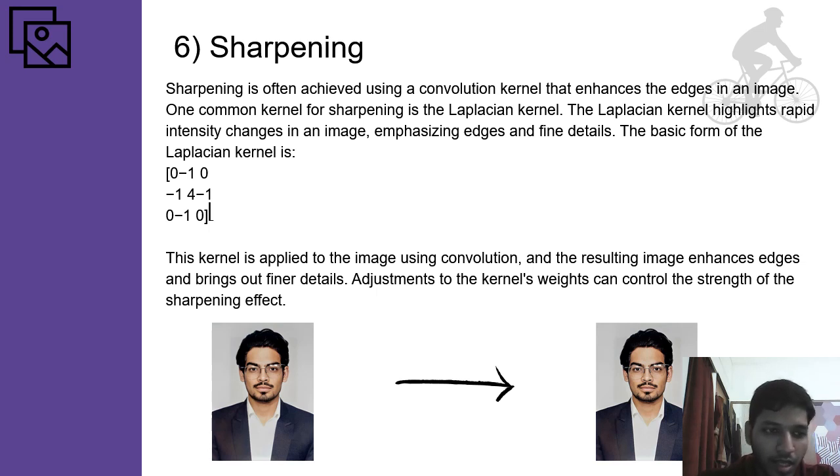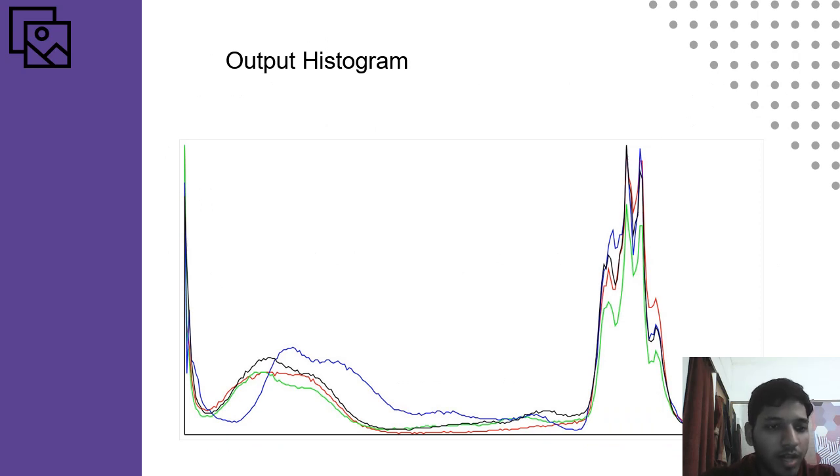So this is the output histogram after using the sharpening method. As you can see, after applying the sharpening method, the curve has become smoother than it was. The peaks have gone smooth.